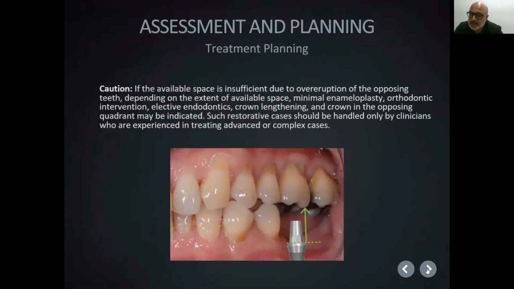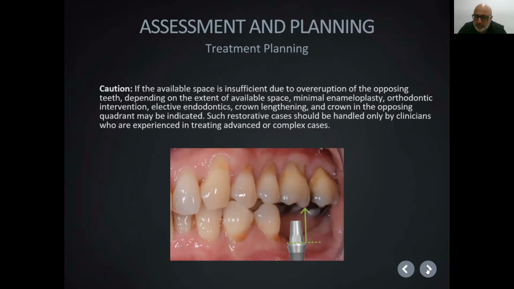If the available space is insufficient due to overeruption of the opposing teeth, depending on the extent of available space, you can use minimal enameloplasty, orthodontic intervention, elective endodontics. I don't know how many people would actually sign up for that. I would probably do that. I think I'd be in hot water.